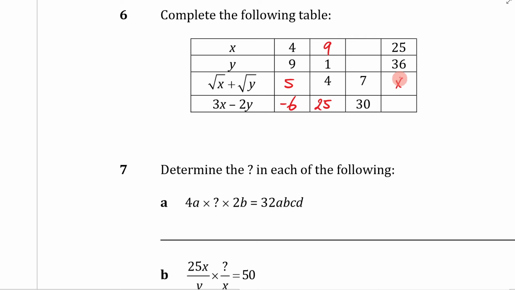Also, another easy one to figure out would be this one. So this is saying I put a 25 in here and a 36 in there. So the square root of 25 plus the square root of 36 is 5 plus 6, which is 11.